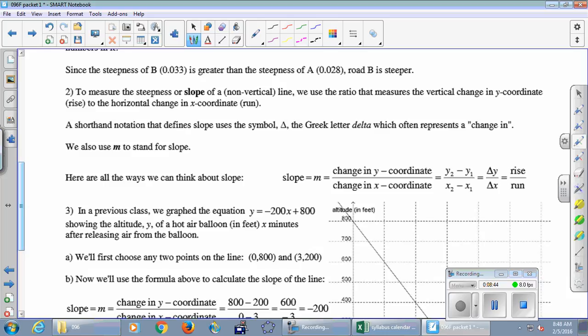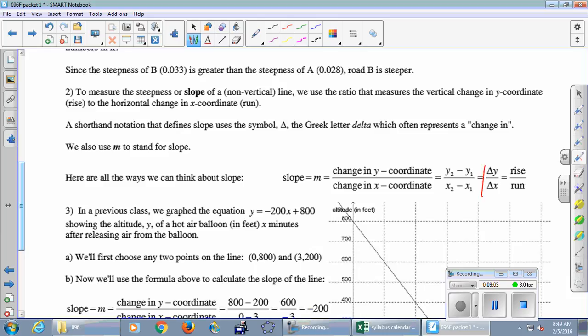Shorthand notation that defines the slope uses the symbol capital delta, it's a Greek letter, which often represents a change in math and in science. We also use the letter M to stand for slope. So there are a lot of ways you could think about slope.